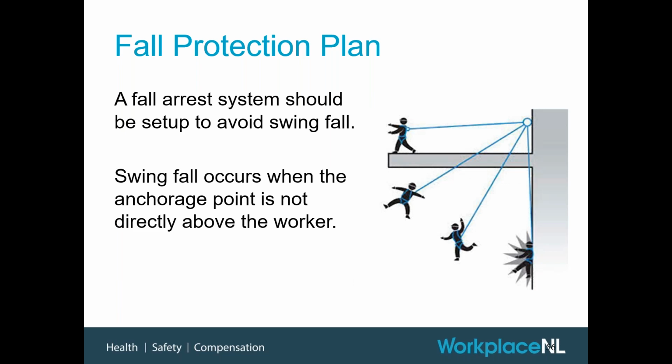Generally speaking, your system should also be set up to avoid swing fall as much as possible. The anchor point should be located directly above the worker, so that there's no potential for them to walk off to the side and then fall and then potentially swing. The calculations that are required for swing fall are very complex in that CSA standard. So they really have made it such that it's just easier to avoid this if at all possible.